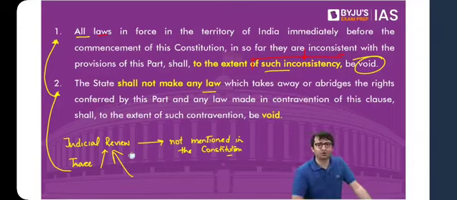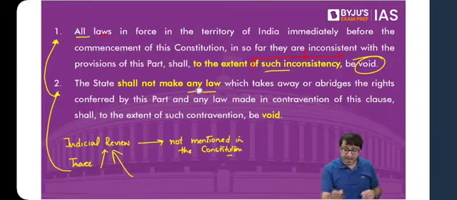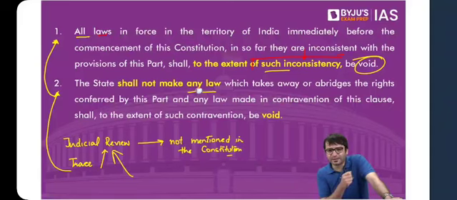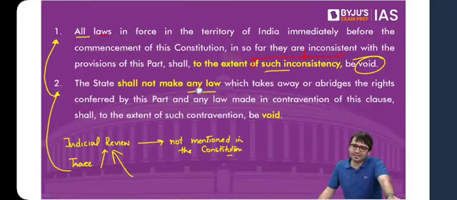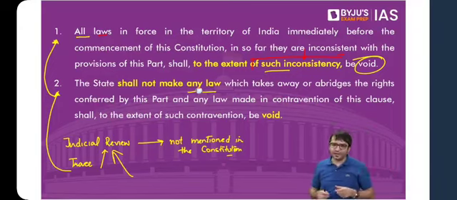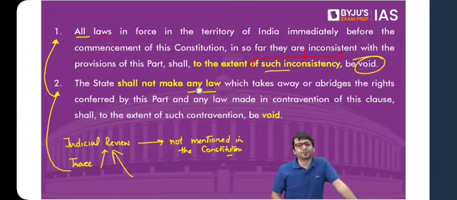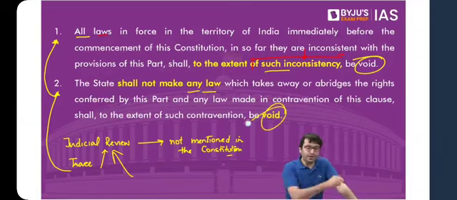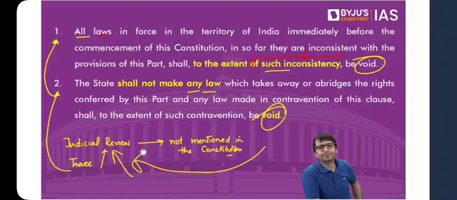Similarly, Article 13, Clause 2, state cannot make any law. When we say any law, it cannot make any law. And through this law, it cannot delete a fundamental right. It cannot abridge a fundamental right, which means it cannot modify a fundamental right. And if Parliament passes a law deleting or modifying a fundamental right, that will be declared void. By whom? By the judiciary, which means judiciary has the power of judicial review. Because who is the final interpreter of the Constitution? Judiciary.